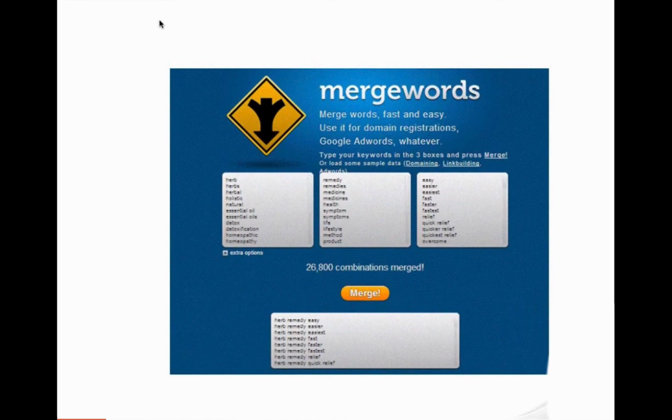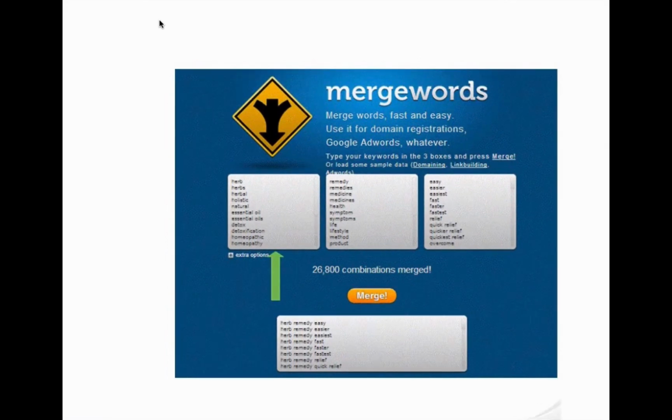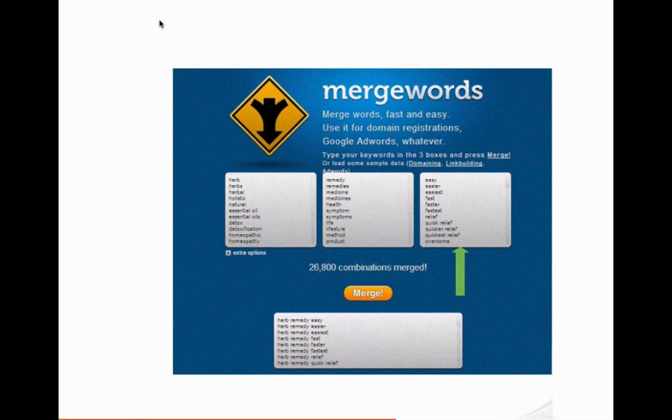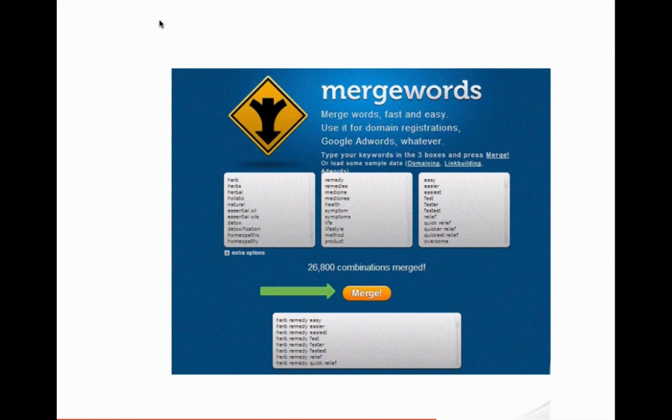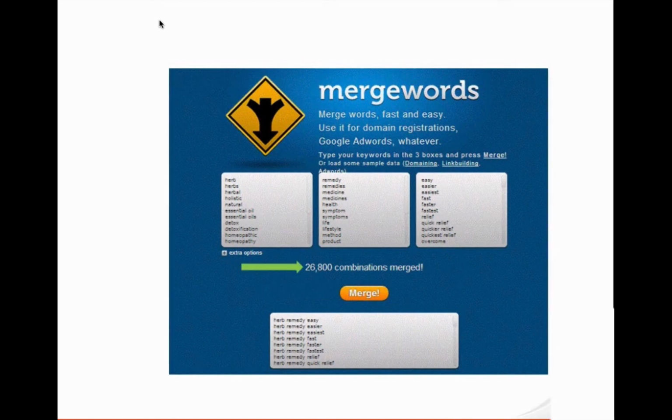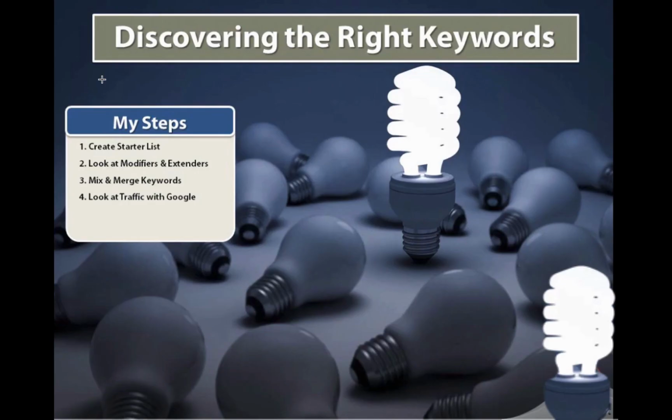To do this, I used Merge Words. You can see here that Merge Words provides 3 columns. Since each keyword is already partitioned into a base, modifier, and extenders, I can put them into the different columns provided by Merge Words. The first column I used for the base word, the second for modifier, the third for extenders. Once I did this, I clicked on the merge button. As you see, by going through this process, I was able to generate 26,800 keywords. Now I have a comprehensive list. I am ready to look at the traffic of these keywords.